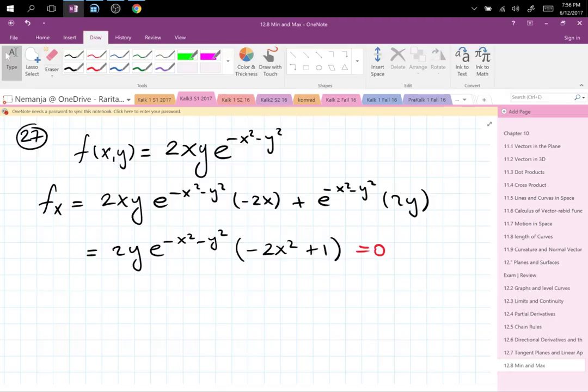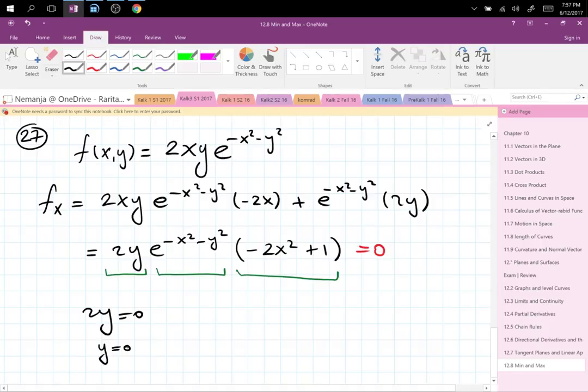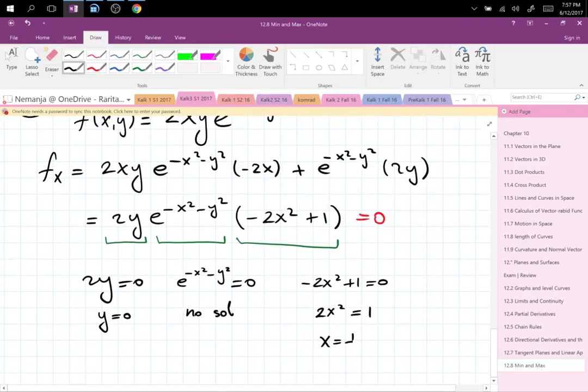So we have three different factors here to worry about. Each one of these will be set to 0. I have 2y equal to 0 from where y is 0. I have e to the minus x squared minus y squared equal to 0, which has no solution, right, because it's exponential. It doesn't cut through x-axis. And then we have negative 2x squared plus 1 equal to 0, from where I have 2x squared equals 1, from where x squared is equal to a half, from where x is equal to plus minus root 2 over 2.